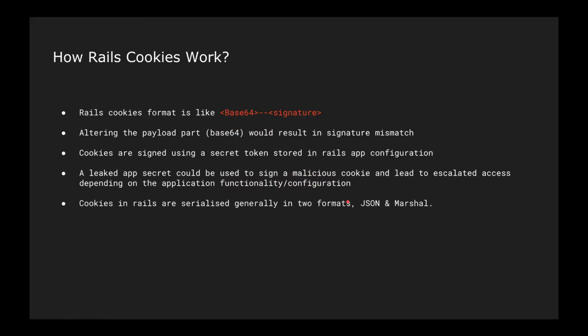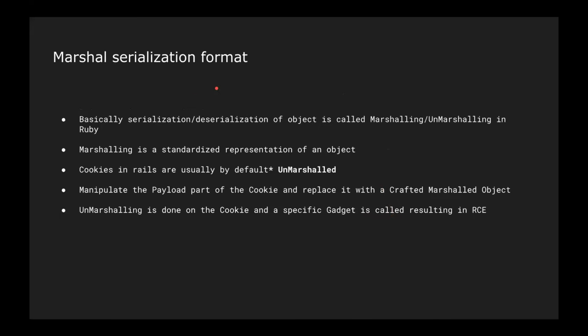And while doing further research, I came across that Rails actually uses two serialization formats for cookies. One is JSON and the other is Marshal. So JSON you might be aware of, while in the case of Marshal, it is rather unknown. So let's see what Marshal is. In Ruby, we have a serialization and deserialization format named Marshal. It is basically a fancy name for serialization and deserialization, marshalling and unmarshalling. And by default, in the older versions, the version I was testing at least, Marshal used to be the default for cookie serialization.